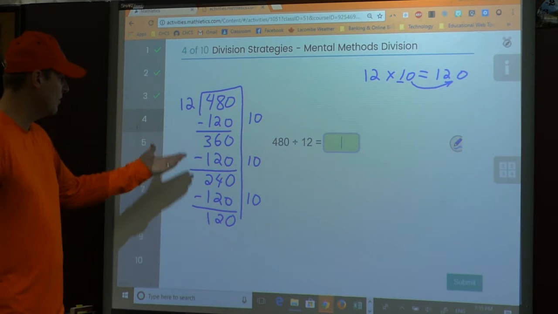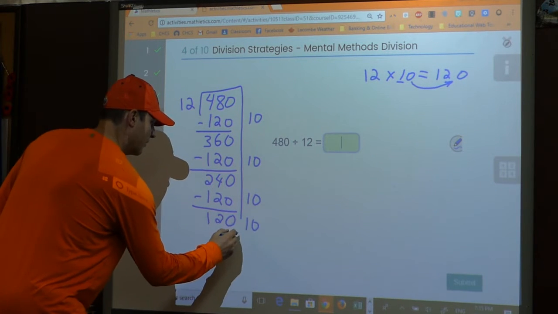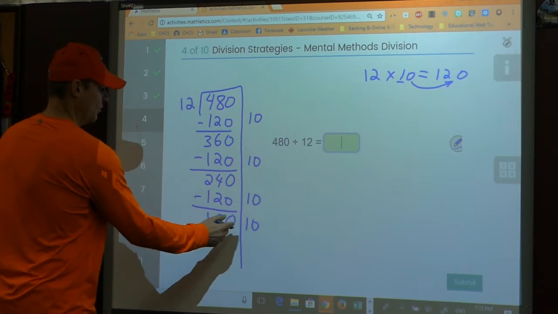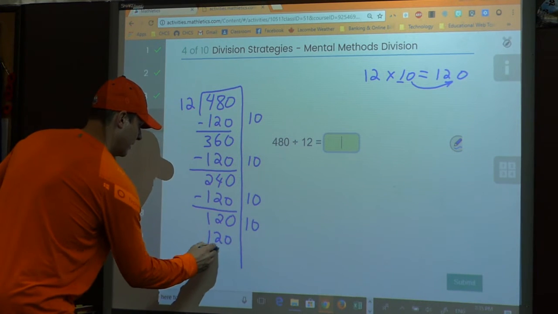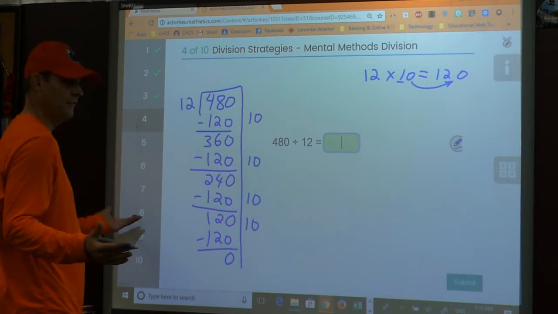That's perfect because we've been multiplying that this whole time. So we can go ahead and do another group of 10. We extend our line if you need to. 10 times 12 again is 120. I subtract that amount, and I'm left with no leftovers.